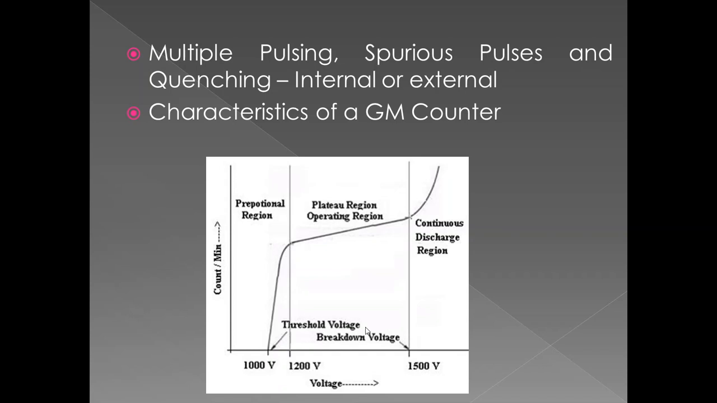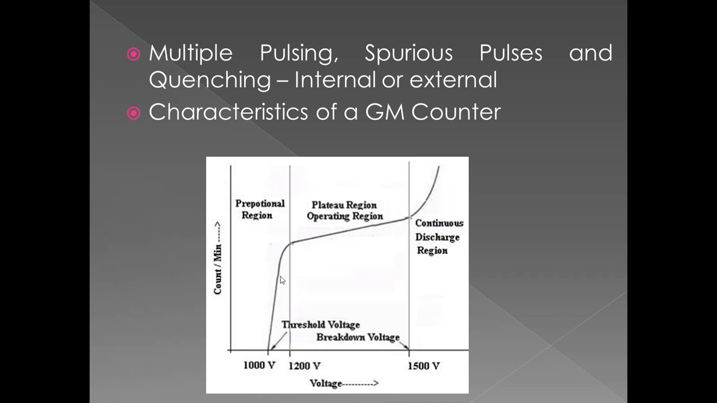For low potential difference, only the most energetic particles can produce detectable pulses. Now as the applied potential difference is increased, the count rate obviously increases. In this region, the magnitude of the pulse depends upon the energy of the entering particle, and only those particles are recorded which give detectable pulses.